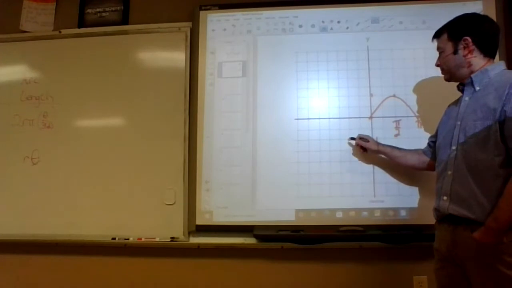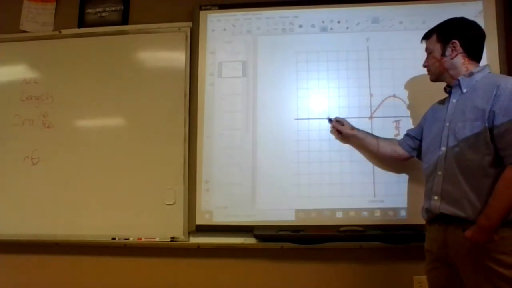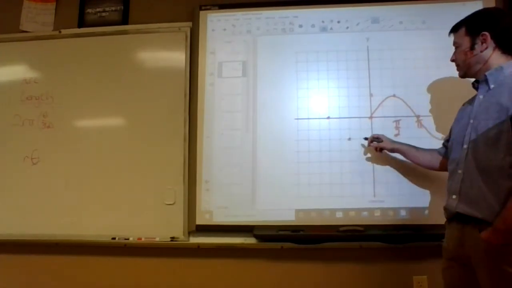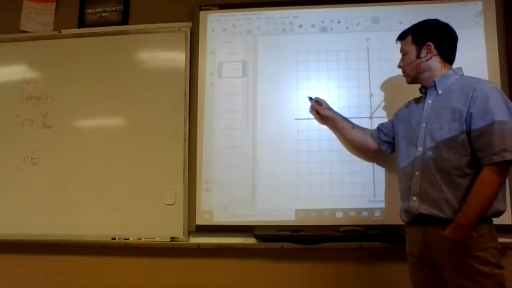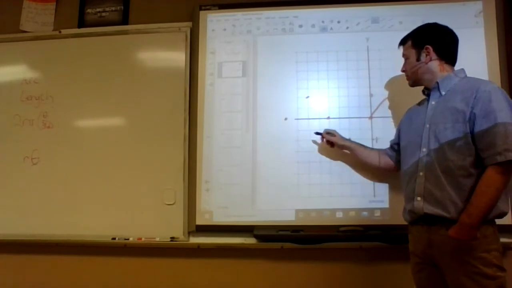And then just do the mirror image on the back side. Well, actually, it's not a mirror image, but like that.